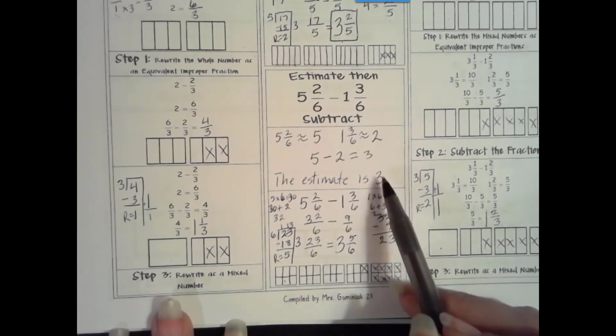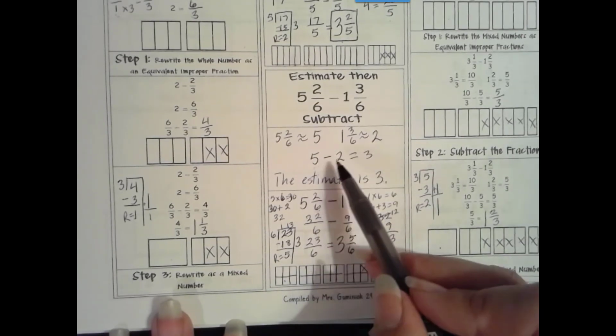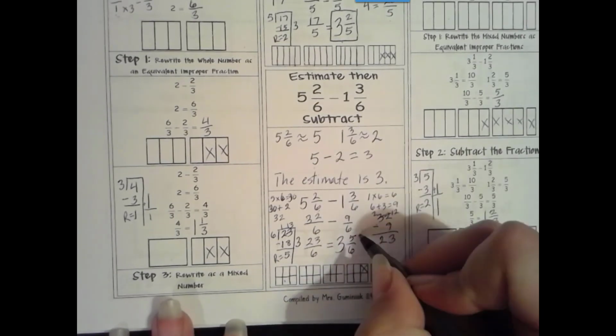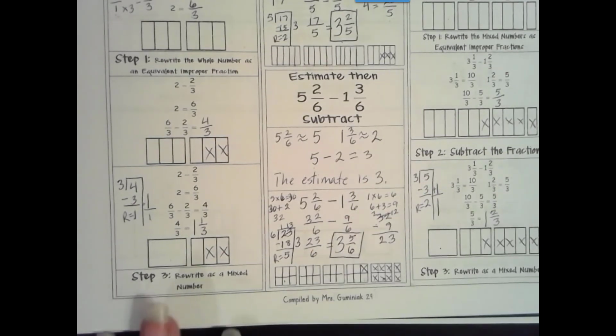Is that close to 3? It's a little closer to 4. But this one went down and this one went up. So that makes the difference a little bit off, but it is pretty close to 3. So that answer is reasonable. All right, now let's do a little bit more practice with this in part 2.